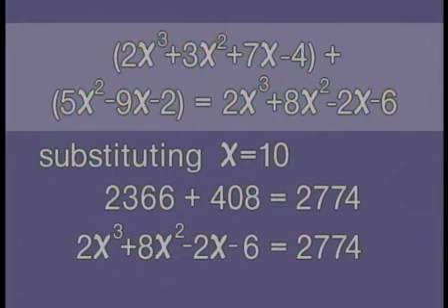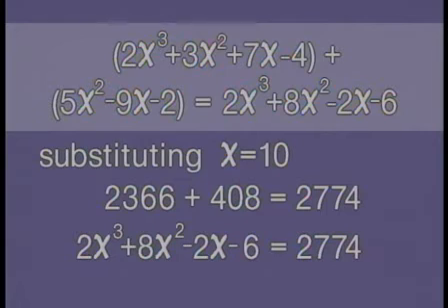But also what we're going to do, and this is a very good way to check polynomial arithmetic problems, is plug in, that is substitute, x equals 10. So if we do that, the 2x cubed plus 3x squared plus 7x minus 4 becomes 2,000 plus 300 plus 70, 7 tens, minus 4, or 2,366.